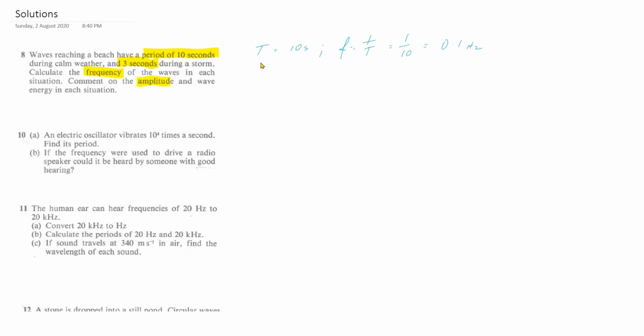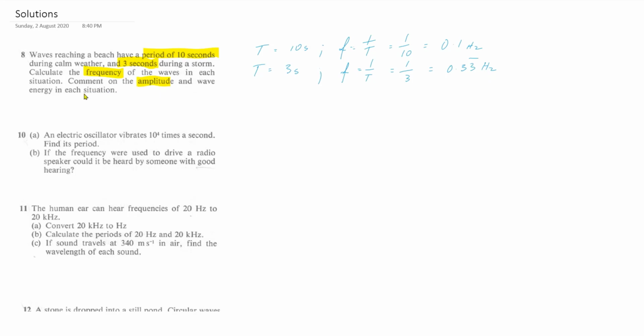For the next one, it's every 3 seconds, so period is equal to 3 seconds. So again, frequency is the inverse of the period, which is going to be 1 over 3, so therefore it's going to be 0.33 recurring hertz. Which makes sense because that should be a higher value than this one because it's occurring more frequently.